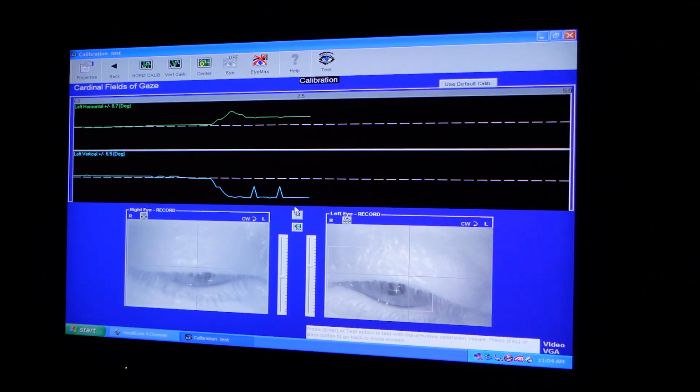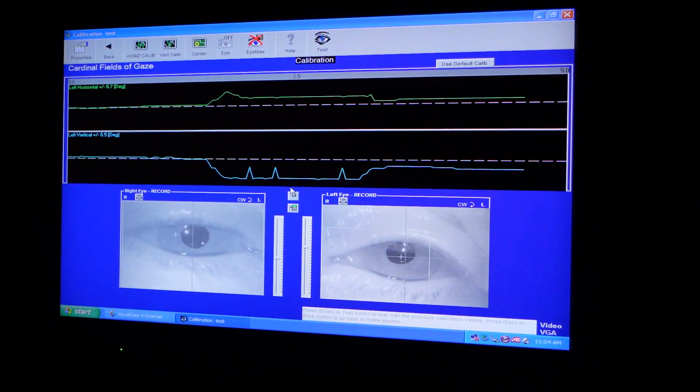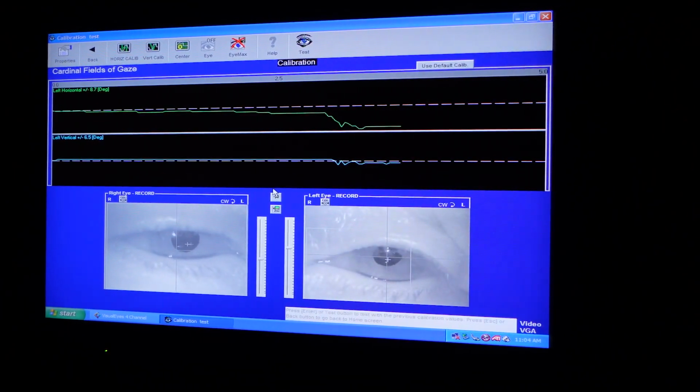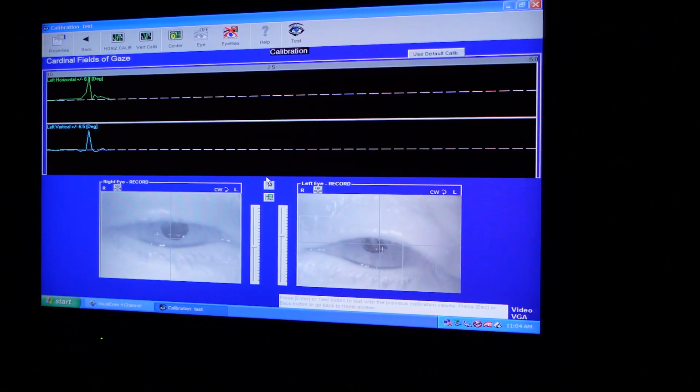Now, when people have peripheral vestibular disorders, they can usually compensate for their eyes not showing nystagmus because their visual inputs can get to the brain and the brain can suppress them.